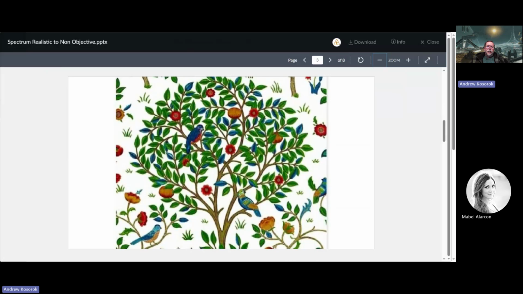Now, this is not Impressionism. This is actually Persian style miniature painting. It originated in India and Iran, in that part of the world. But this reads as a tree. We can tell it's a tree. Obviously, these are birds. But Mabel, what is the first thing that you recognize that is different about this tree than any other tree you've seen? What are some of the things that are very, very different?